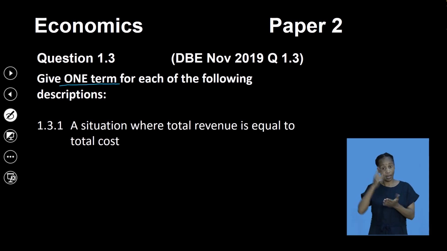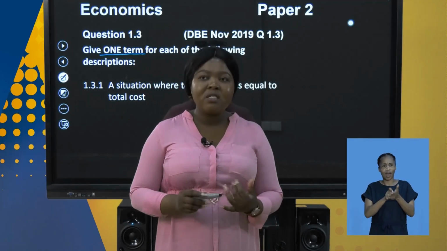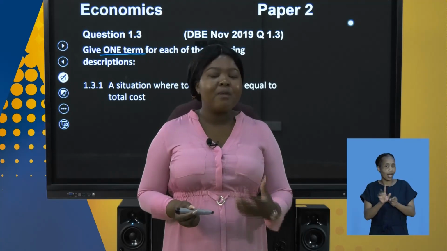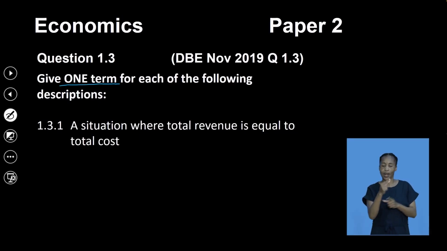Remember what we've already discussed, boys and girls. We said in give a term, you cannot write acronyms. You cannot write abbreviations in this one. And you are allowed to use one-word answers or a phrase for this one, depending on what the question requires. Right, the first question says, a situation whereby our total revenue is equal to our total cost. So when our total revenue is equal to our total cost, what are we experiencing?